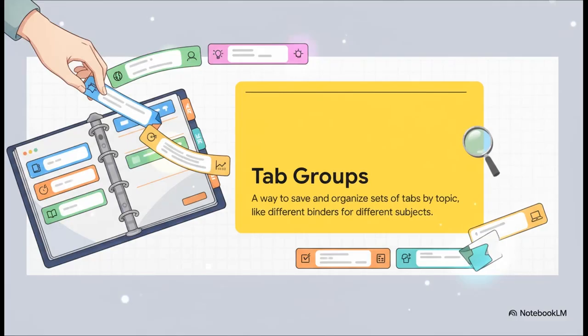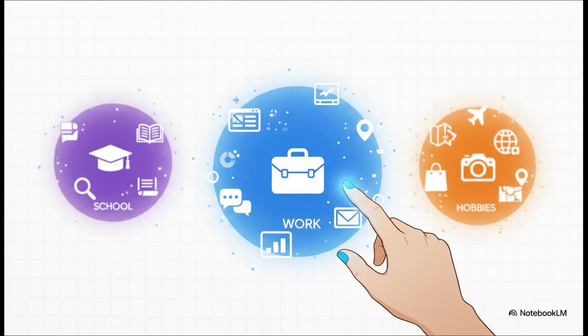Meet tab groups. Seriously, if you juggle multiple projects at once, this is going to change everything. A tab group is basically a saved collection of tabs. The best analogy? It's like having a different binder for each school subject or each project at work. All your related tabs neatly packaged together.